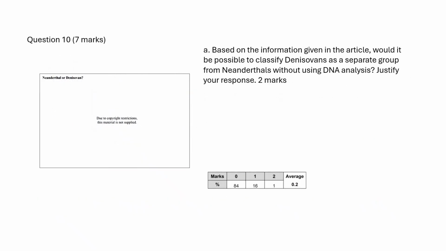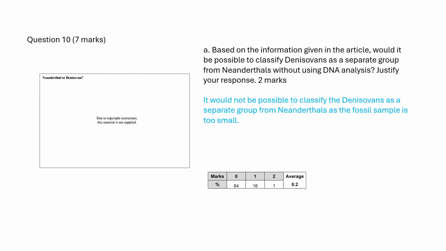It would not be possible to classify the Denisovans as a separate group from Neanderthals, as the fossil sample is too small. As both groups are extinct, one is unable to determine if fertile offspring could be produced.